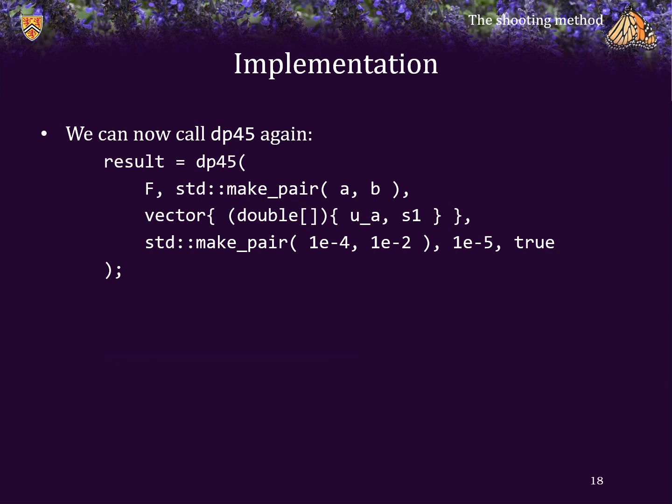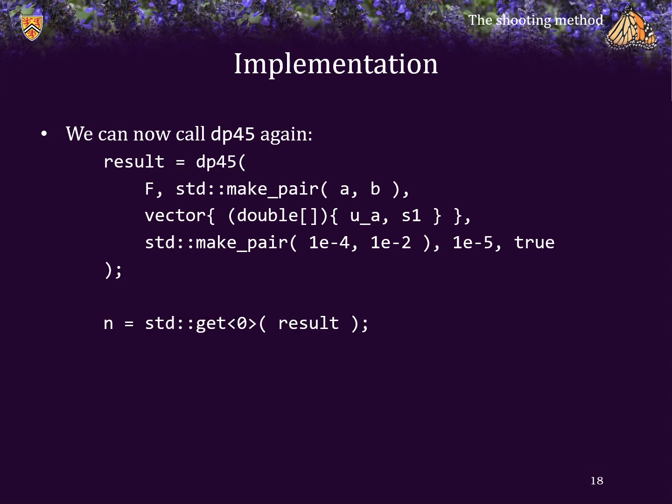We can now call dp45 again and just assign the result to the local variable result. After all, it's already been declared to be of the appropriate type. The only difference now is that the initial condition for the vector is u sub a and the now calculated slope s1. Everything else is more or less the same.